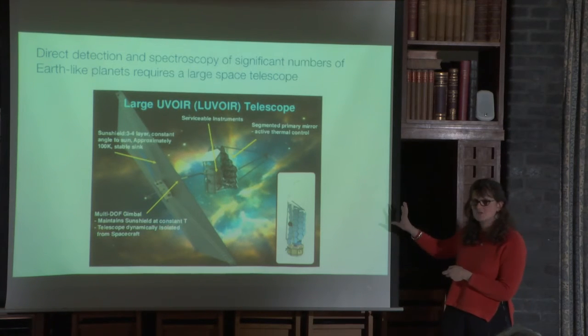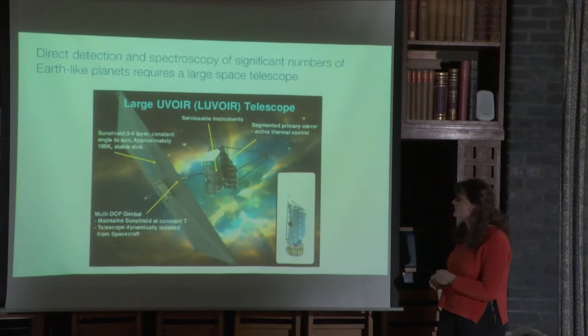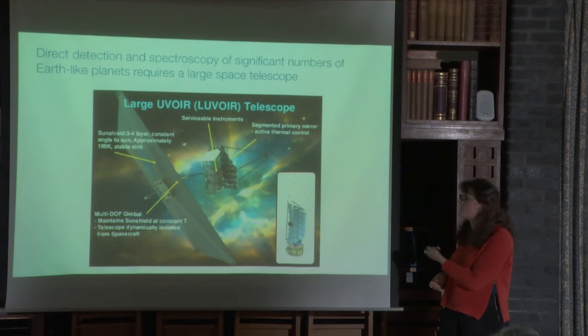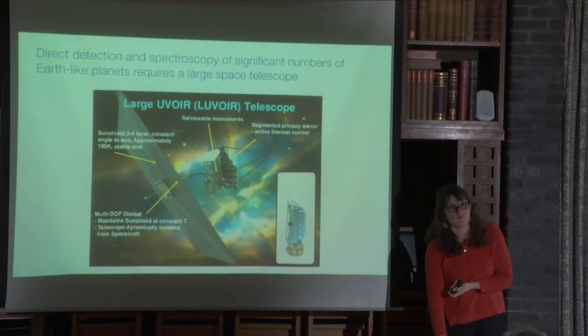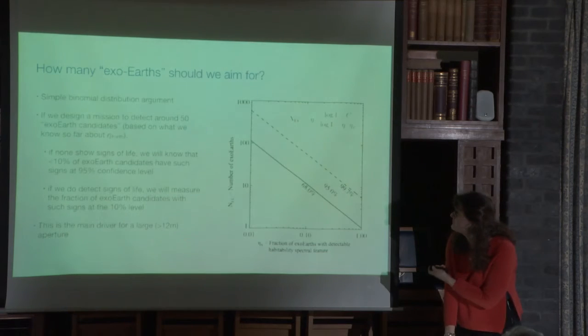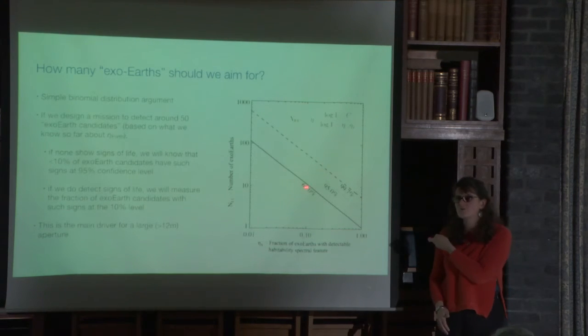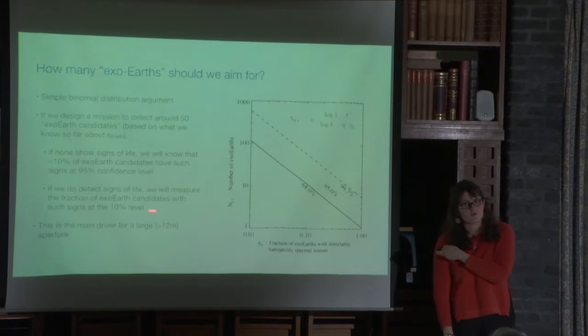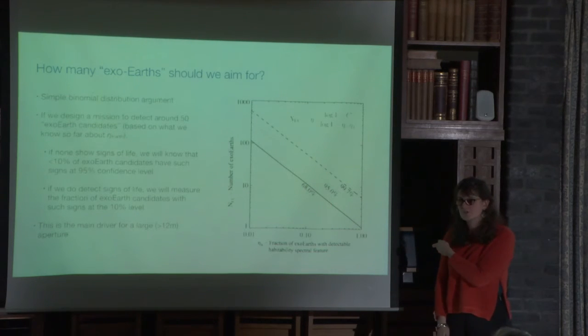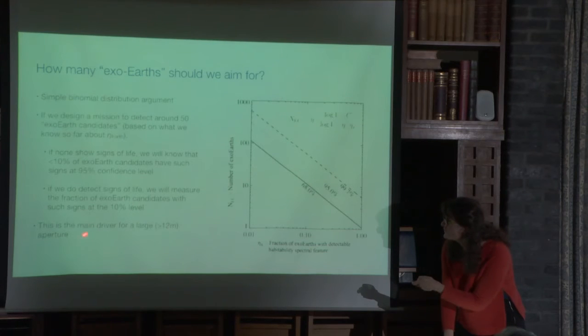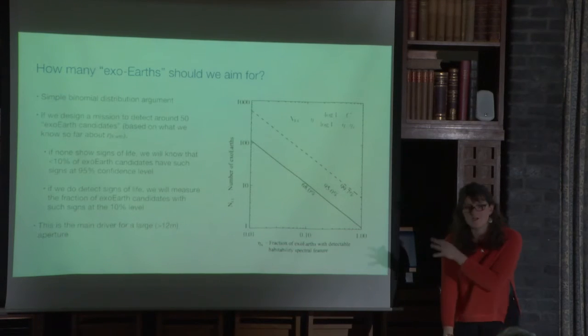And so there have been a number of concepts that have been proposed for large space telescopes. These would actually be fantastic machines for other aspects of astronomy as well. But if we equip them with a state-of-the-art coronagraph, then we can survey large numbers of stars. I'm going to skip this, but it's an interesting question about how many planets do you need to characterize in order to measure the fraction that hosts life if you don't know in advance what that fraction is. It drives the requirement for the size of that telescope.